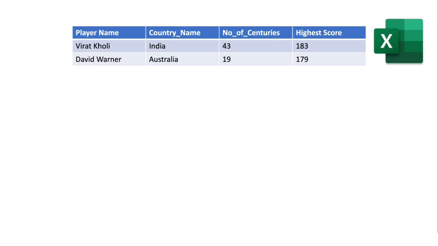I have taken a list of players' data in columns and rows. I am considering the first row as the header row because it consists of the column headers. Then we have the subsequent rows, row 1 and row 2. In each row we have the player records, and we have 4 columns here. Column 1 is player name, column 2 is country name, column 3 is number of centuries, and column 4 is highest score. Now we have the set of data here.